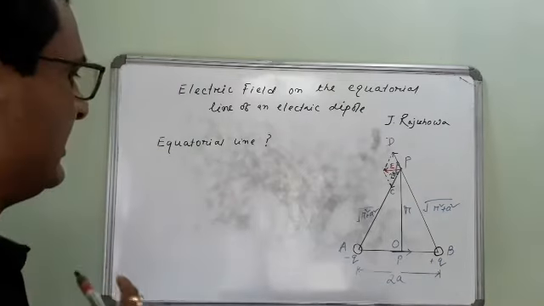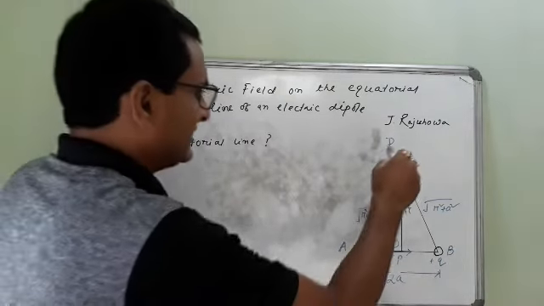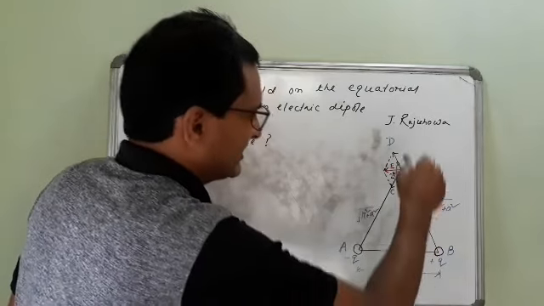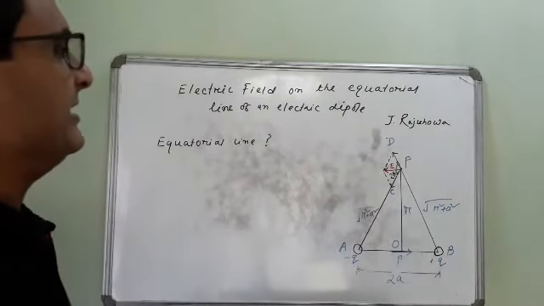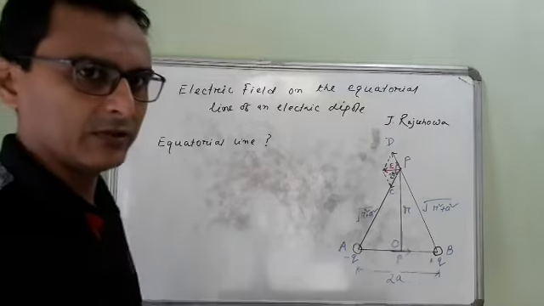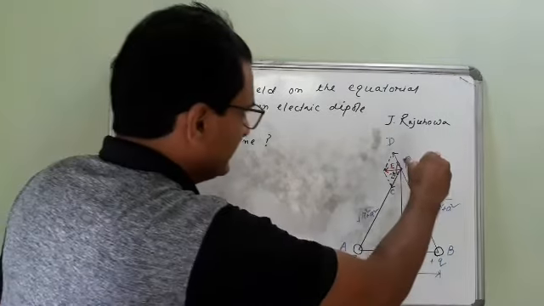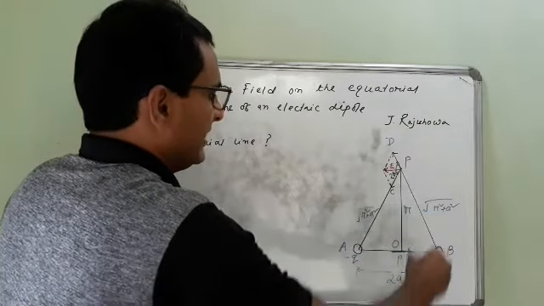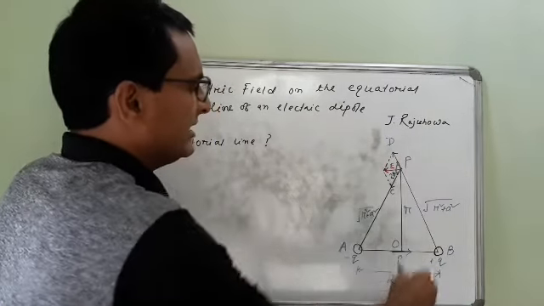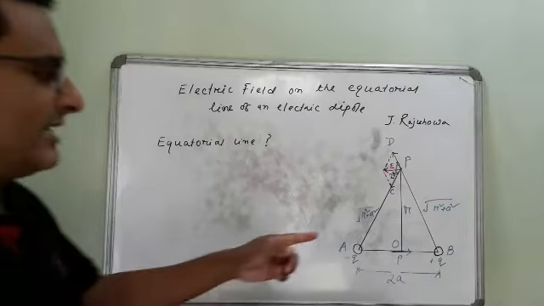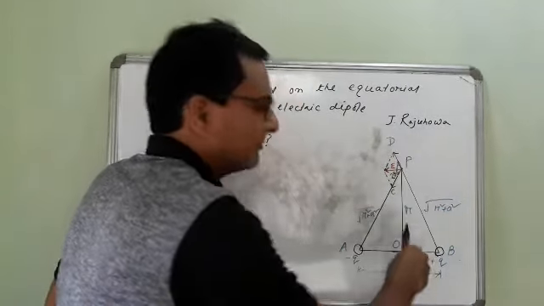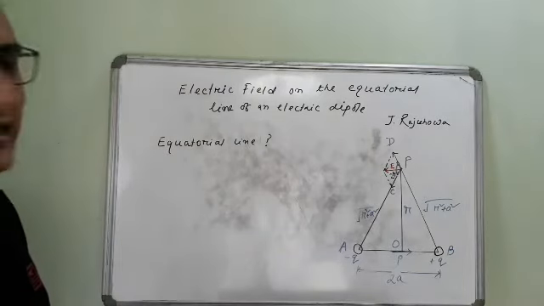Now if we consider a line which passes through the center of the electric dipole and is perpendicular to the axis, that line will be the equatorial line of the electric dipole. So here, this is the equatorial line. So I am again saying, a line which passes through the center of the electric dipole and is perpendicular to the axis of the dipole is called the equatorial line.